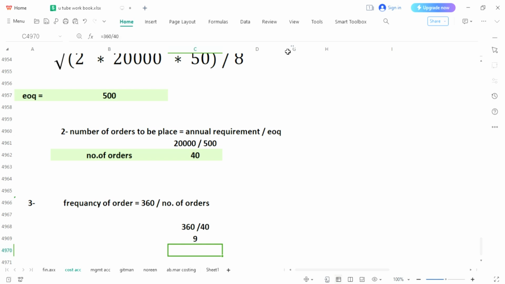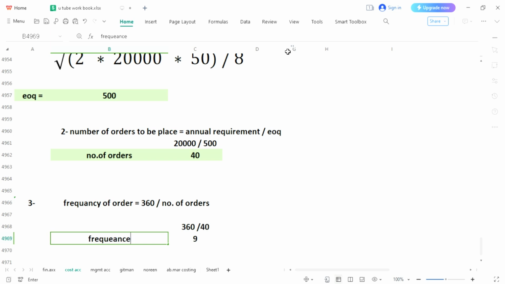So 9 is basically your answer, which is called frequency, or how often, the frequency of order, how often you will give that order. And can you please explain what this 9 means? What is it showing?